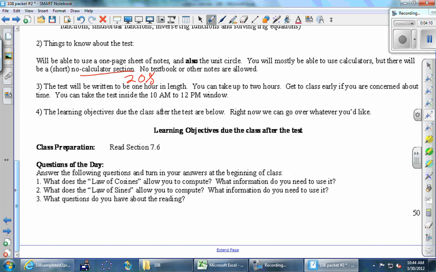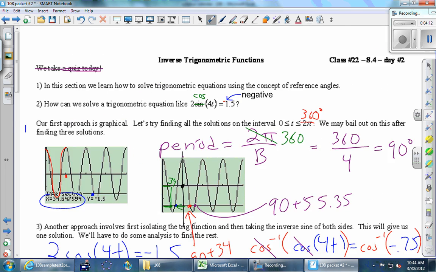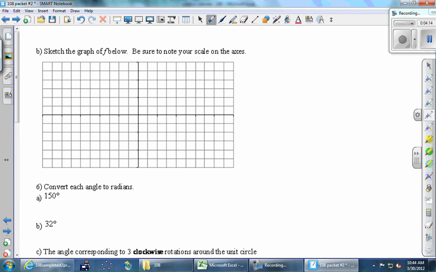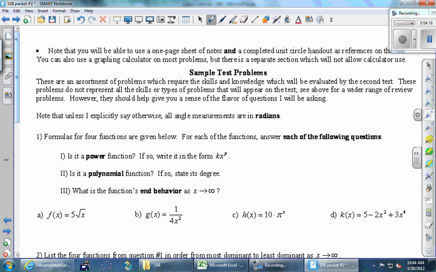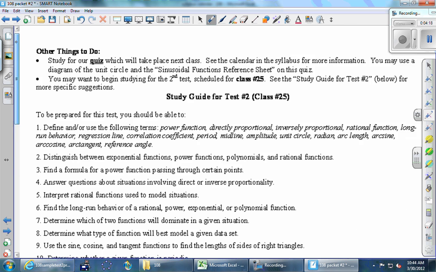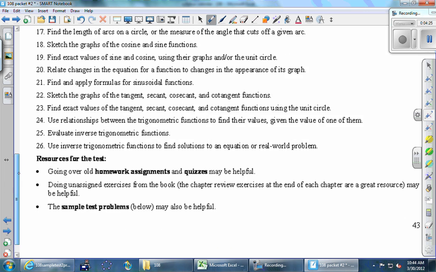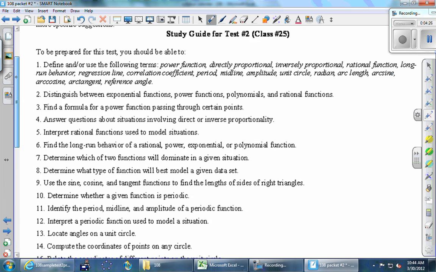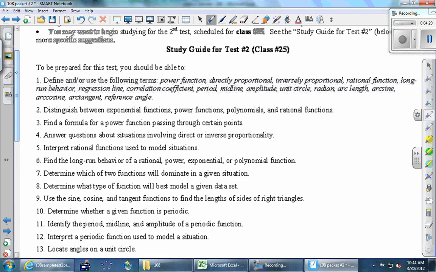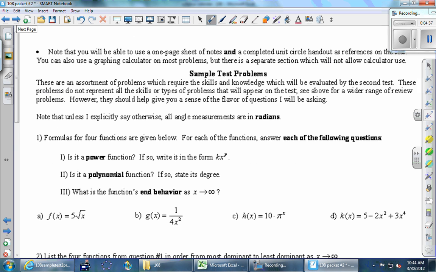Okay, so then let's just go back a few pages and we'll find the sample test problems. I just want to point out the resources. So on page 43, most of page 43 is this very detailed list of the stuff that I'd like you to be able to do by the time you get to the test. And if you go to the next page, you'll find our sample test problems.